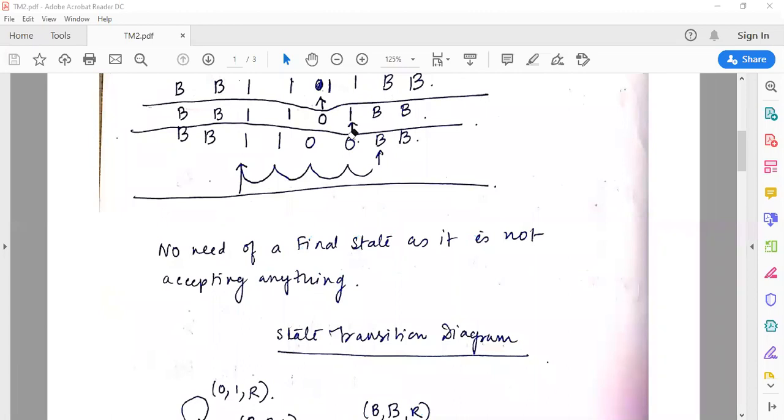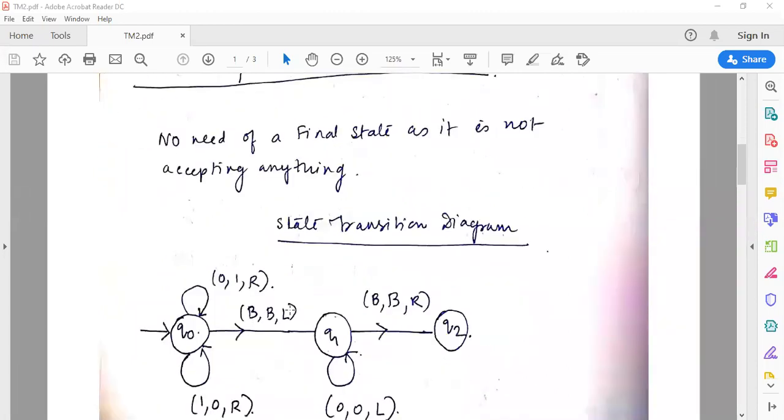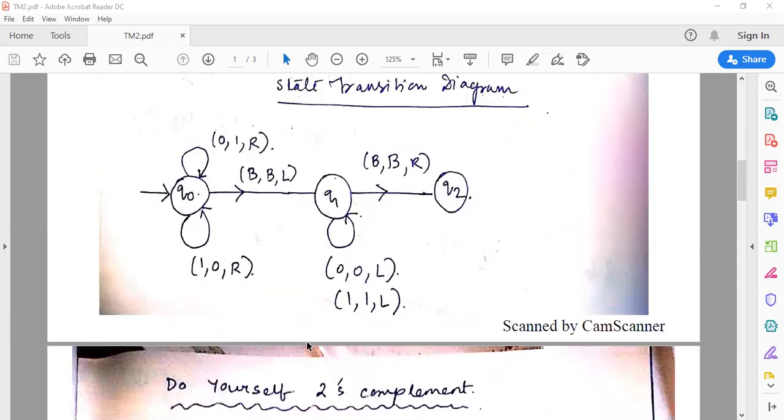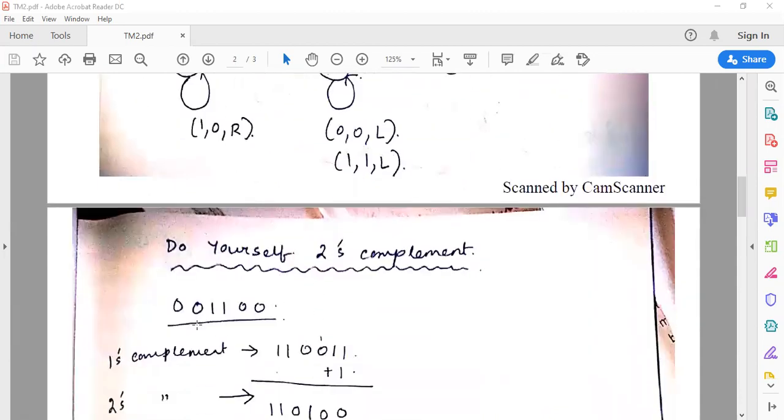So this is pretty easy and straightforward, right? Calculation of one's complement. Now this you have to do yourself. I'll just give you the hint, the concept of how to do it. That is calculation of 2's complement. Same, you have to construct a Turing machine that will give you the 2's complement of a given number.